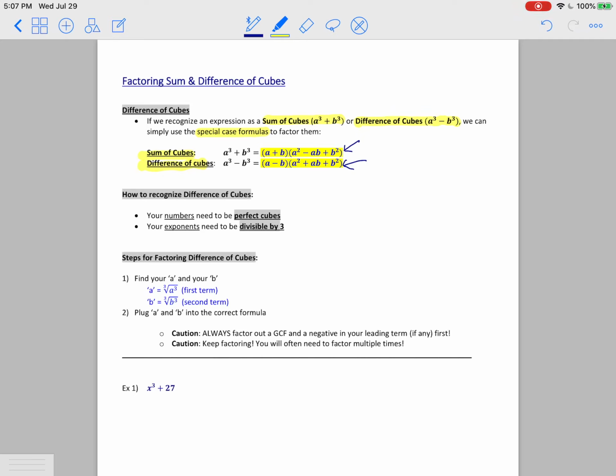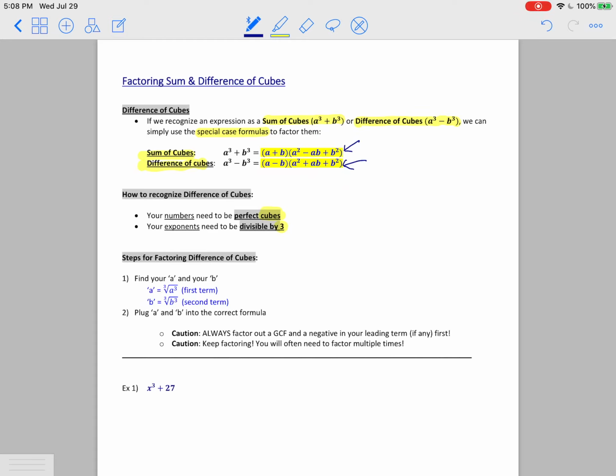So how do we recognize difference of cubes? Well, it's very similar to difference of squares. Remember, in difference of squares our numbers needed to be perfect squares, and in difference of cubes our numbers need to be perfect cubes. In the difference of squares we had exponents that were divisible by 2, and in sum and difference of cubes our exponents need to be divisible by 3. And that's simply because of the power rule.